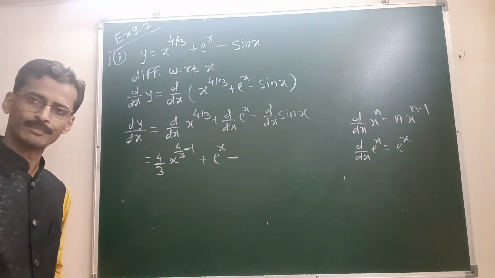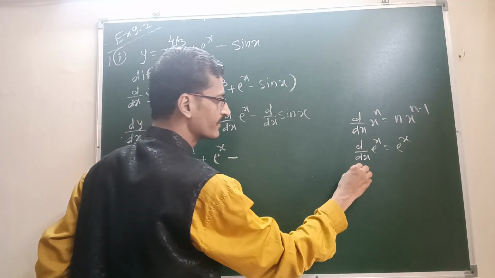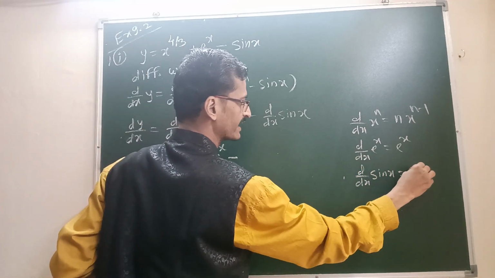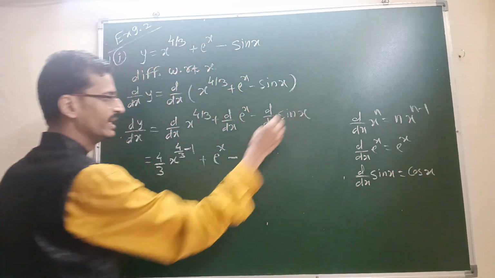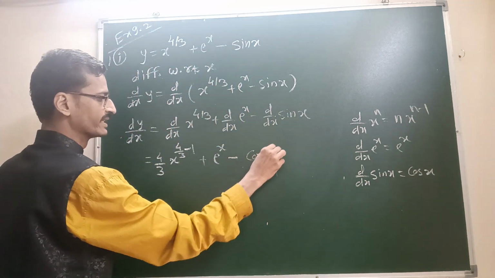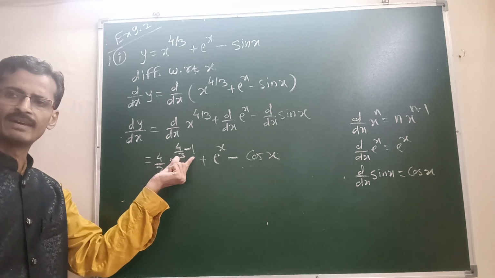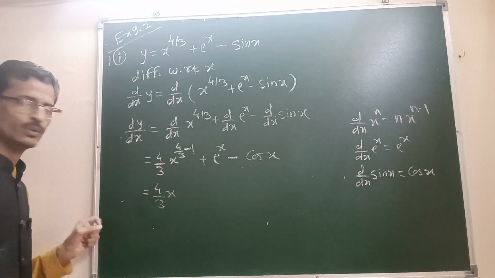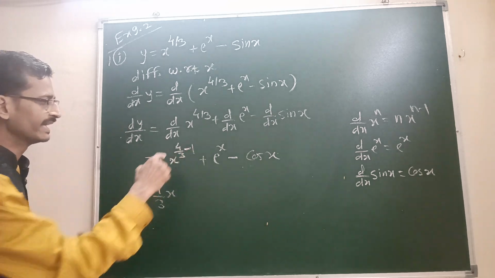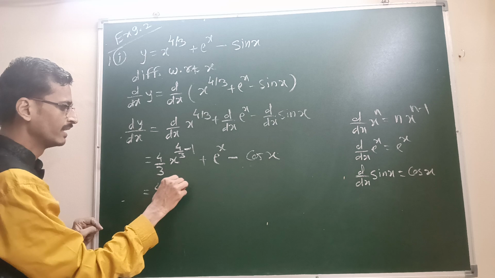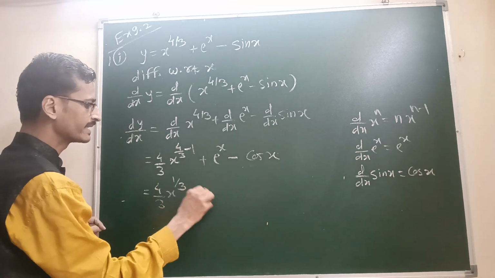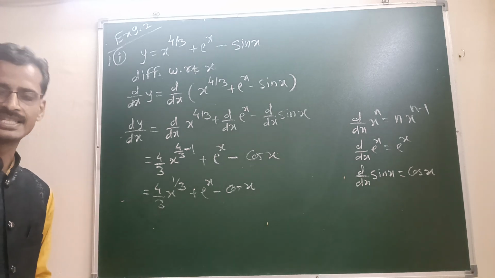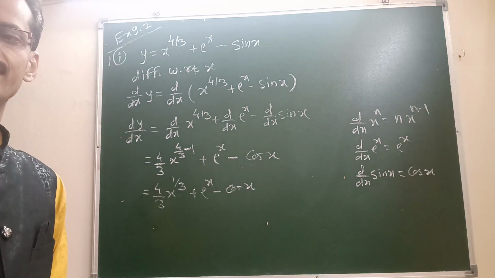Minus sign write same. Next, d by dx of sin x. We know that it is what? Cos x. So d by dx of sin x is cos x. So now just simplify this part. So this is 4 by 3 x raised to 4 by 3 minus 1, that is 4 minus 3, 1 upon 3, plus e raised to x minus cos x. So this is answer of this first question.